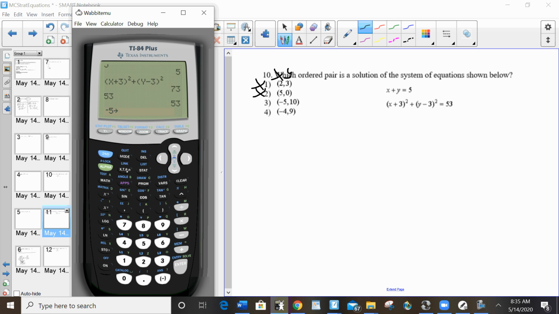So now choice 3, -5, store as x. 10, store as y. X plus y equals 5. Let's find that. X plus y, 5. They match. Now the bottom one, x plus 3 squared plus y minus 3 squared. 53, 53, yes, they match. Choice 3 is your answer.